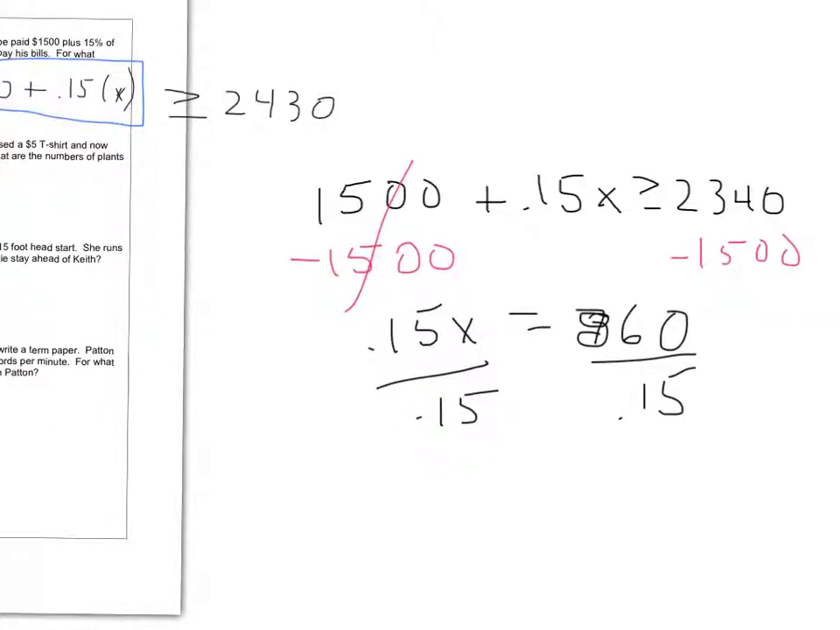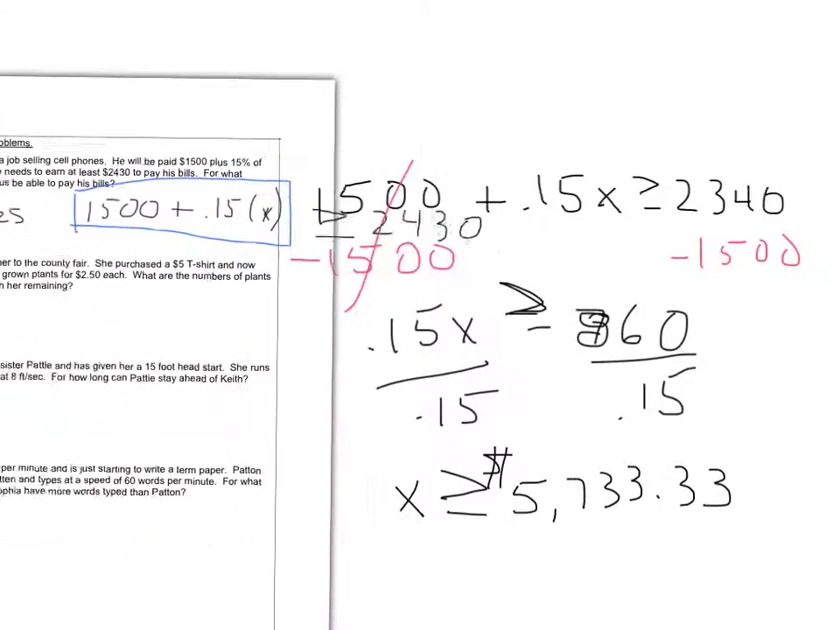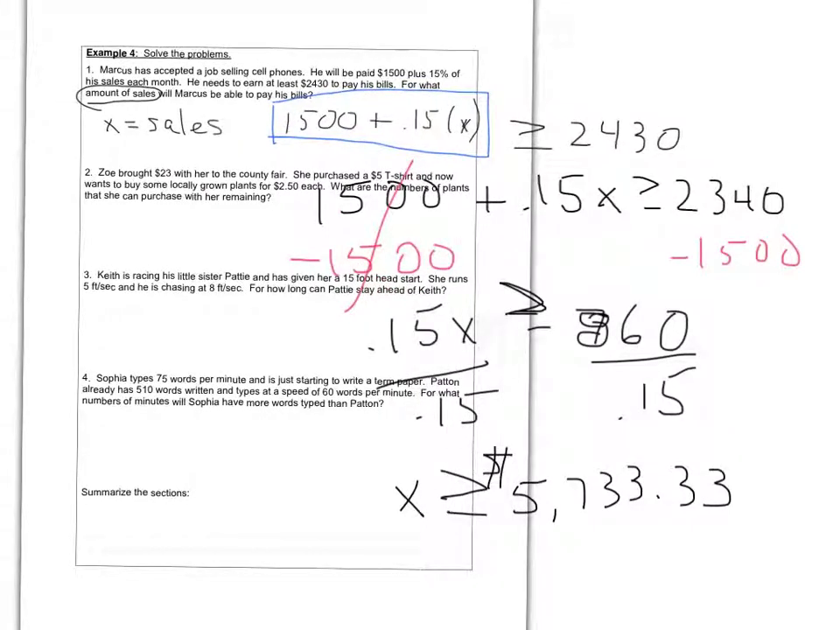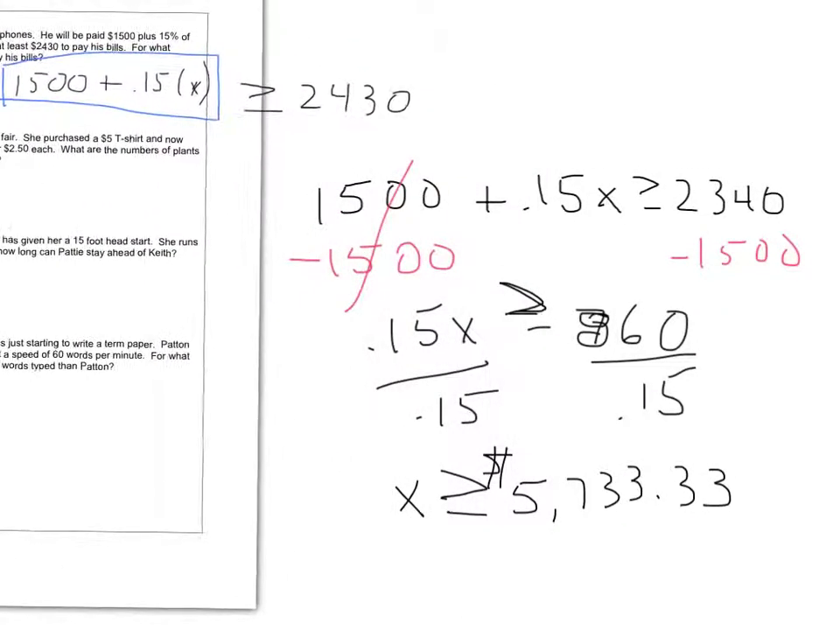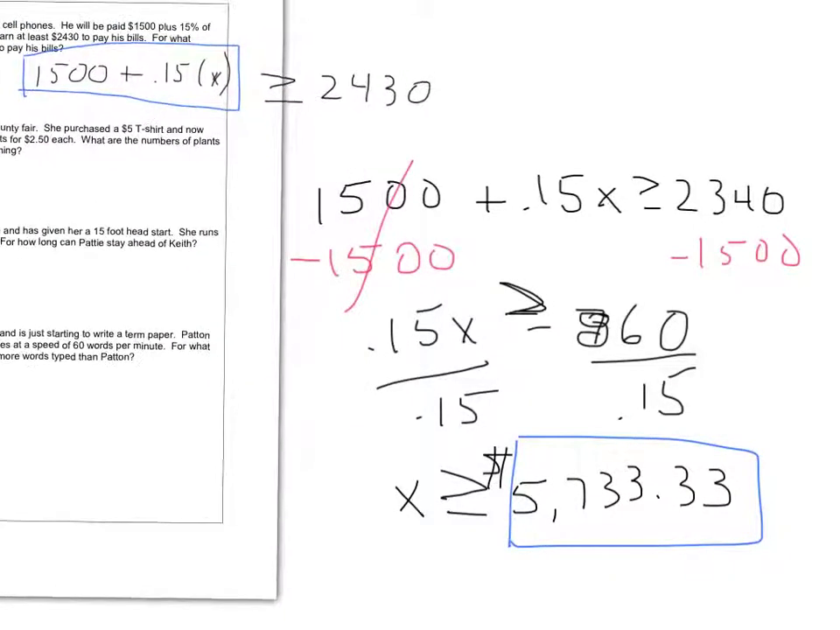If you plug that into your calculator, you get x, whoops, I apologize, back at this step, that was supposed to be a greater than symbol. X is greater than 5,733.3 repeating, which will just make 33 cents. So what this is saying is, for what amount of sales will he be able to pay his bills? So if he has a base salary of $1,500, and he makes 15%, he sets up this inequality and solves for x, he knows he's going to have to sell at least 5,733.33 in sales in order to pay his bills accurately.